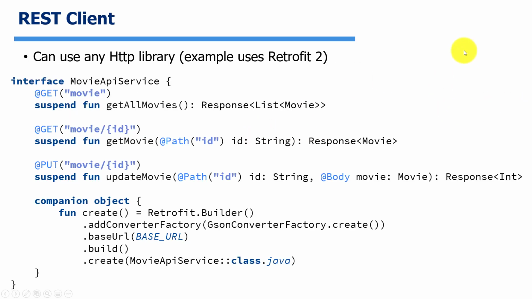On the client side, you can use any HTTP library to access the data because you're just going to be making HTTP requests. In this particular case, I'm going to use retrofit2, which makes it pretty simple by annotating things again and annotating parameters. So here might be an example of the movie API service. You create it as an interface, annotate it with the get, put, delete, and update, and then define them just as functions, specifying what you're going to return.